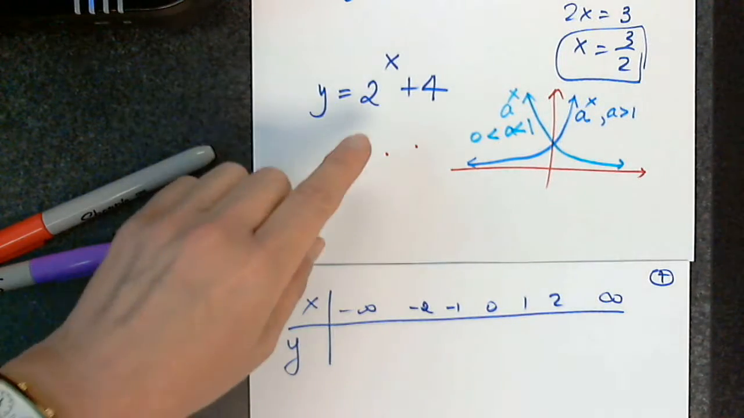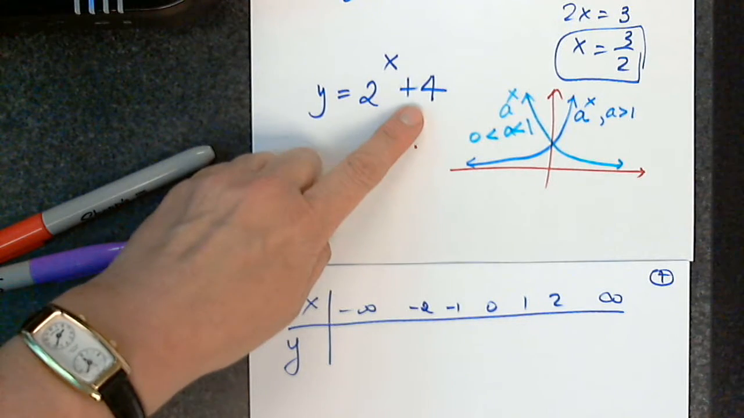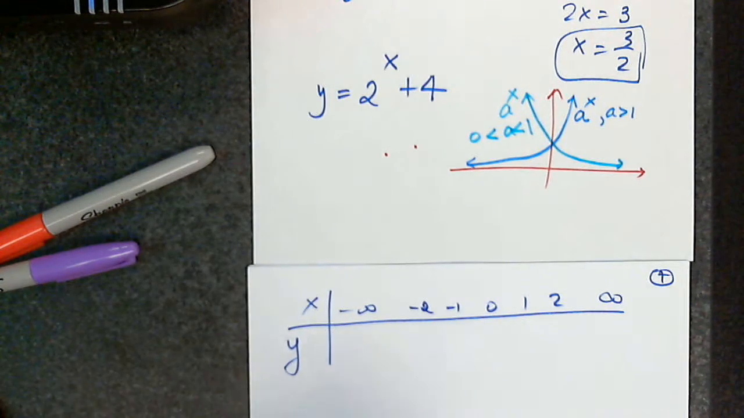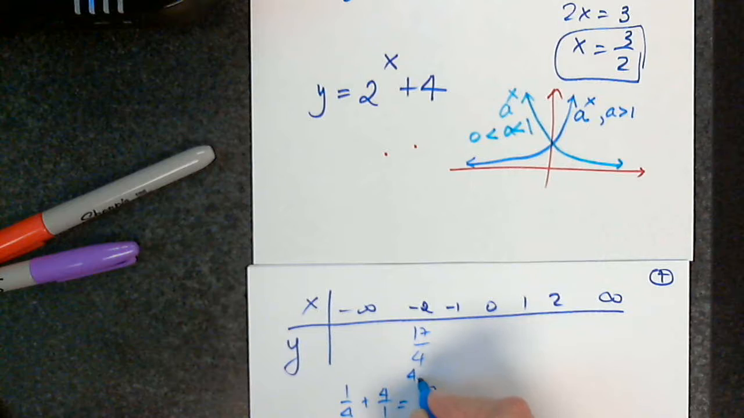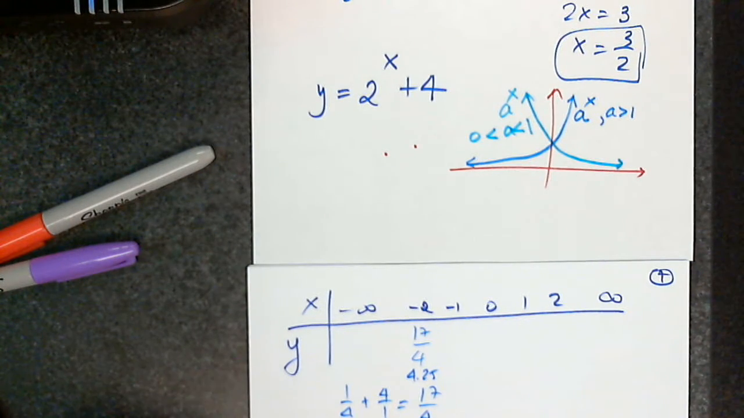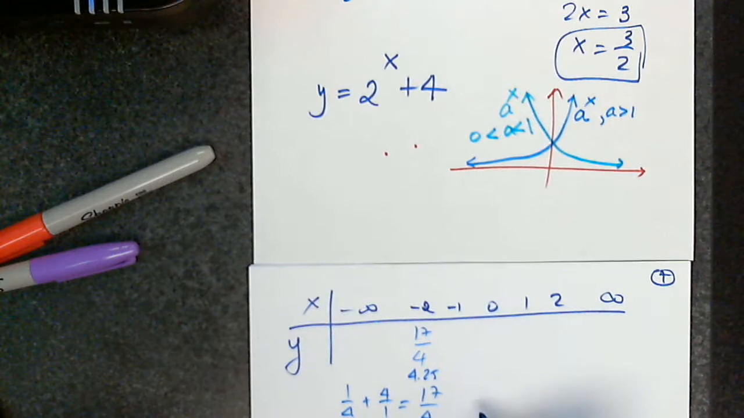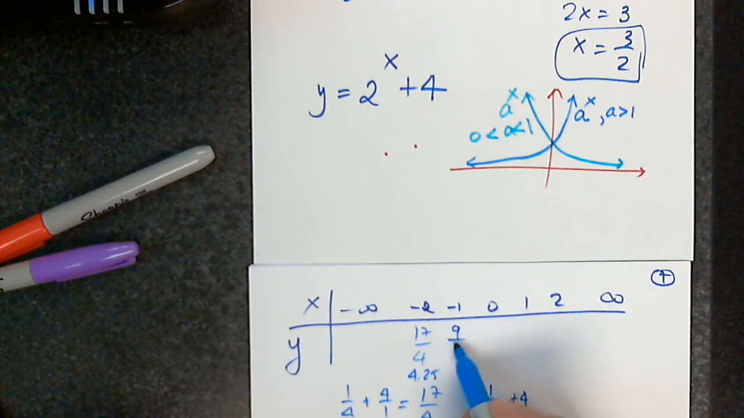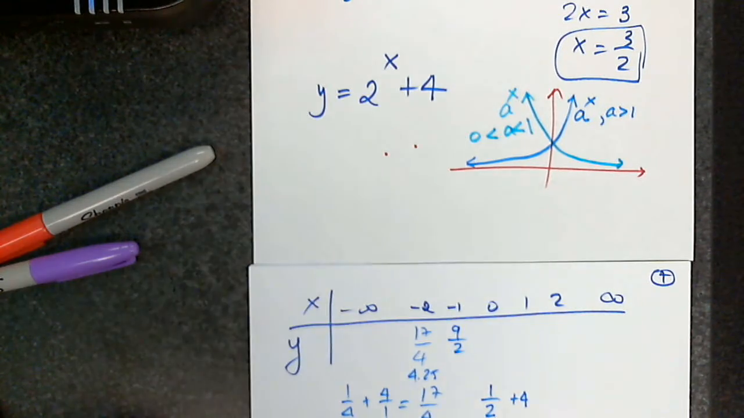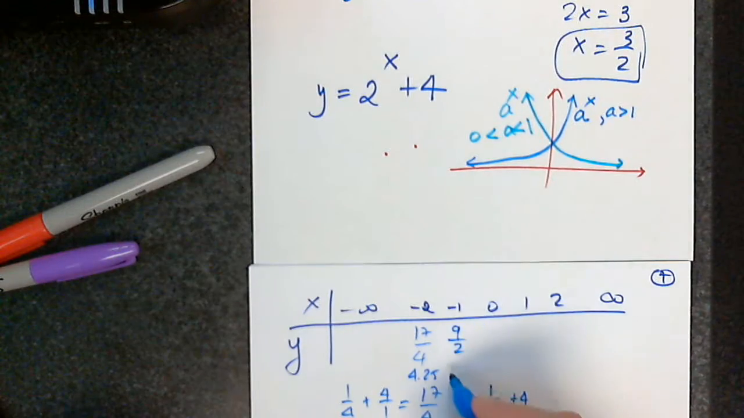How much is 2 raised to -2? 1/4. Excellent. 1/4 plus 4 is 17/4. I'm going to write 17/4, but when I plot, I'm going to plot a little bit more than 4, right? Yes, 4.25. Perfect. Now let's plug in -1. And I get 1/2 plus 4, 9/2. So that will be a little bit more than 4.5, exactly.